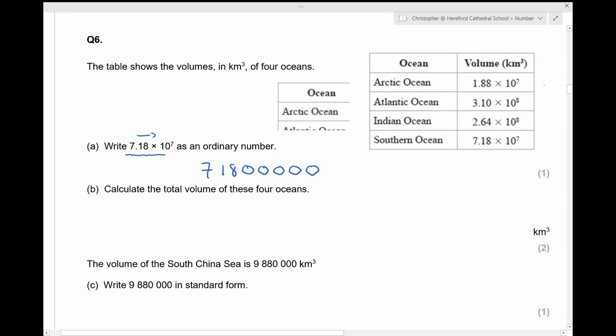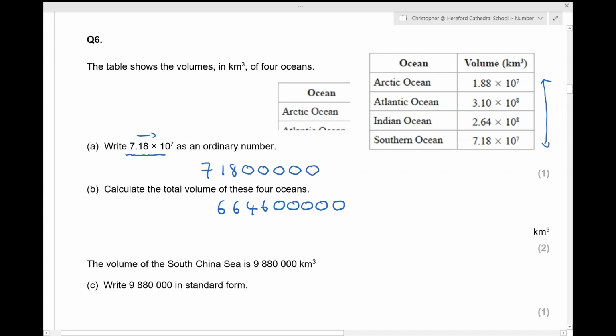The total volume of these 4 oceans, you need to add up those 4 numbers. You can do that on your calculator, of course. And if you do add them up on your calculator, you'll get the answer 6646, followed by 5 more zeros. 1, 2, 3, 4, 5.